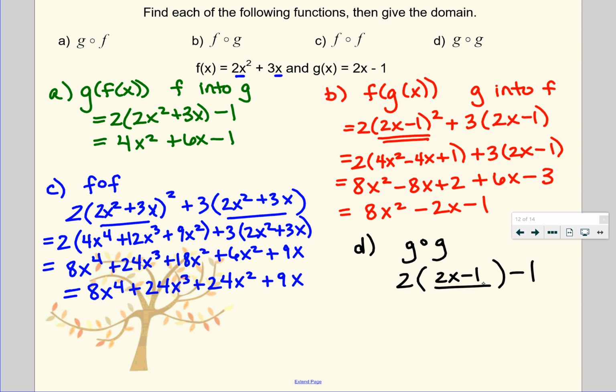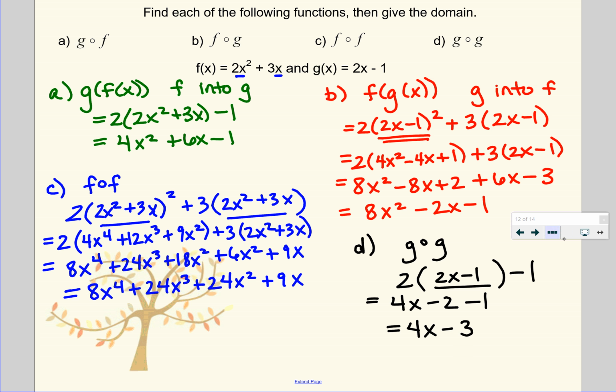2x minus 1 into itself. This one's a little bit easier to simplify. You can distribute 4x minus 2 minus 1, and the final answer then is 4x minus 3. Okay. Do you guys remember doing this in Algebra 2? Is this looking familiar? Hopefully. Should have done this before.